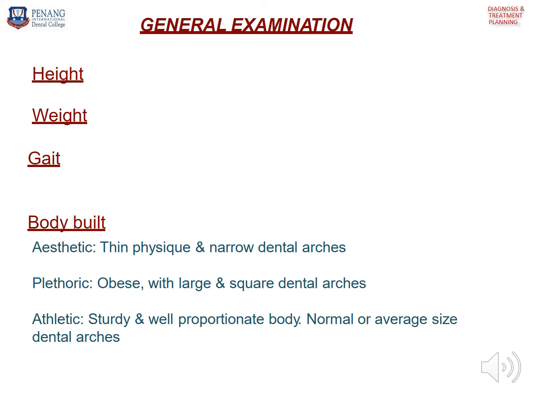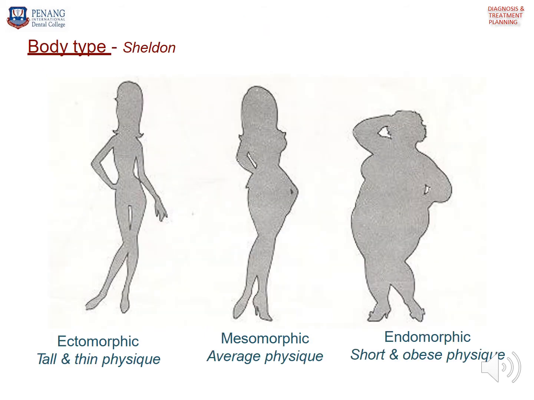And then there is another classification of the body type, which was introduced by Sheldon. There are three types of body type, which are ectomorphic, mesomorphic, and endomorphic. Ectomorphic is a tall and thin physique. Mesomorphic is an average physique, and endomorphic is a short and obese physique.